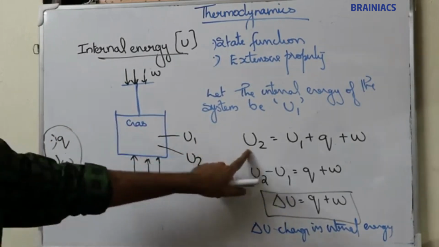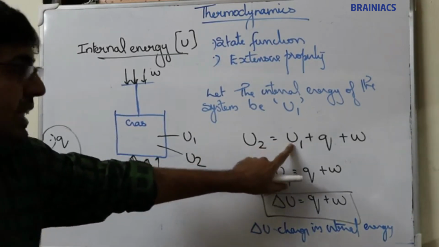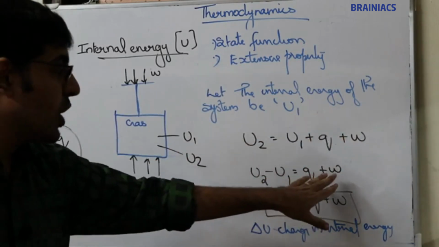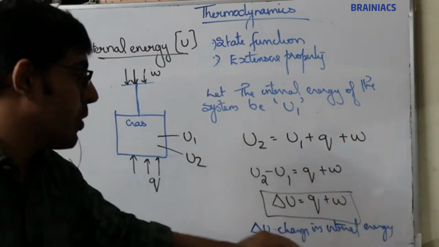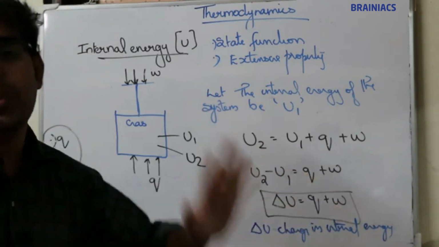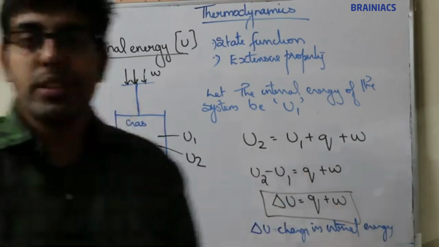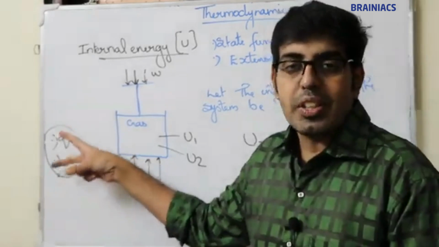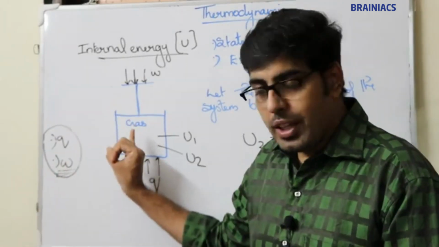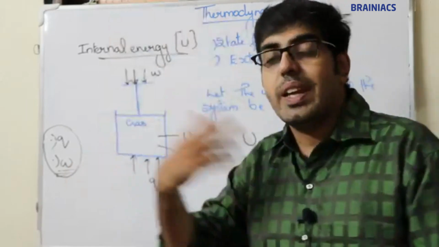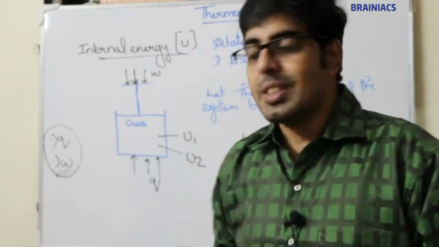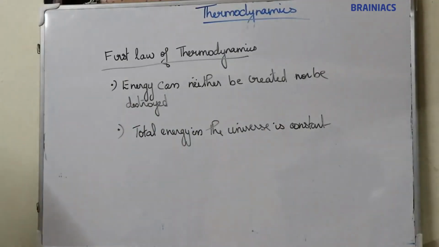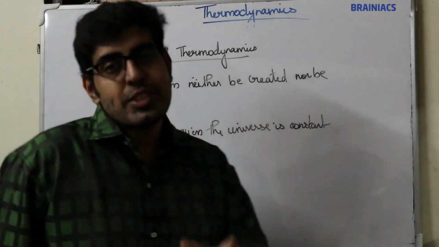So we can write U2, the new internal energy, is equal to initial internal energy plus Q plus W. I'm taking U1 here. So U2 minus U1 is equal to Q plus W. Delta U is equal to Q plus W. Change in internal energy is equal to heat plus W. So these are the two methods. These are the only methods to increase internal energy. Either by supplying heat or by doing work, we can increase the internal energy of a system. Okay, I think it's clear till here. Moving on to the next topic.